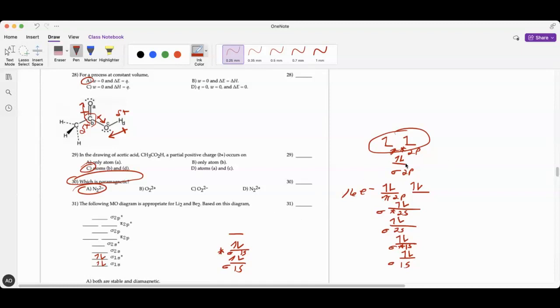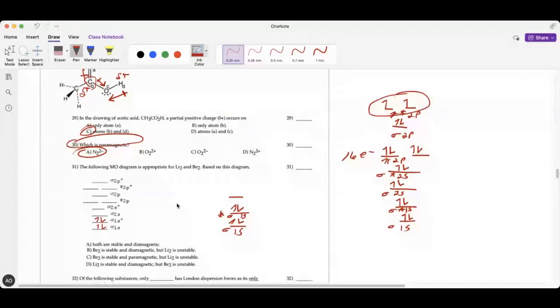For number 30, wouldn't nitrogen only have 12 electrons? Well, what is the atomic number of nitrogen? It is 7. So you've got 2 nitrogens, that's 7 and 7 is 14, plus the -2 charge, so we have to add 2 to that for that -2 charge.